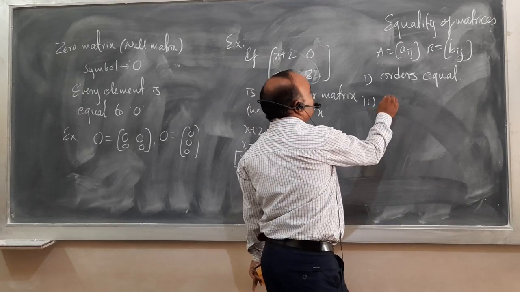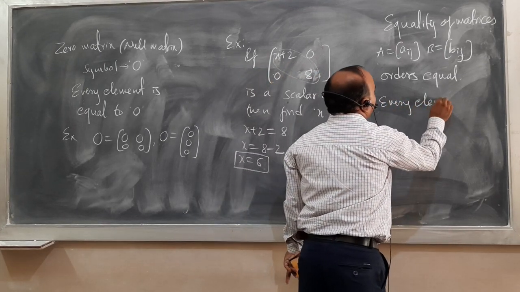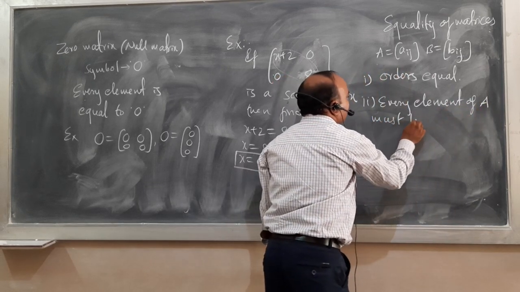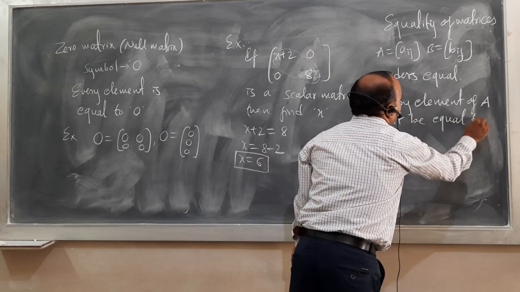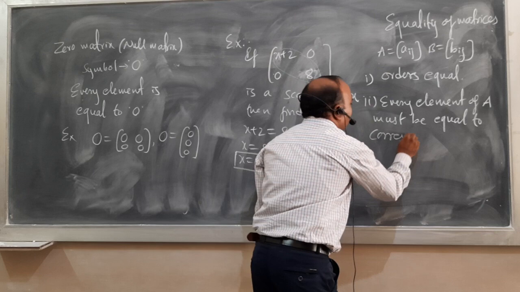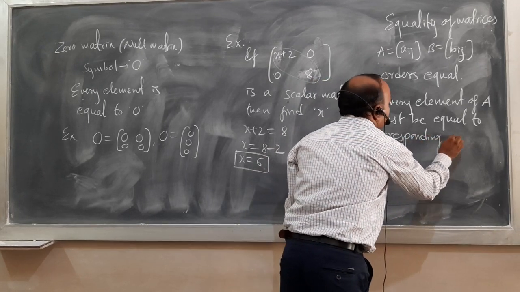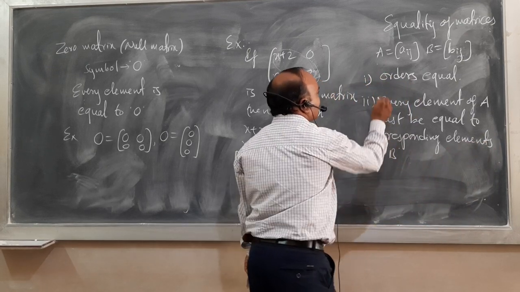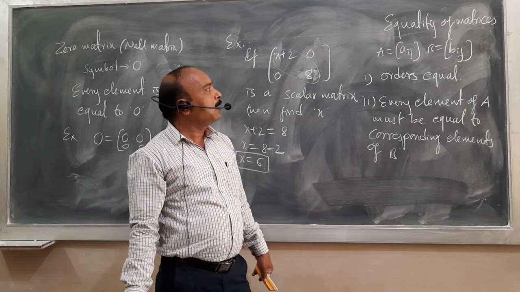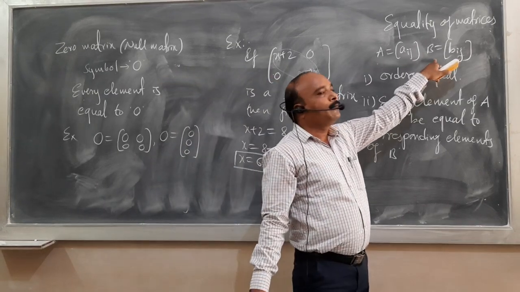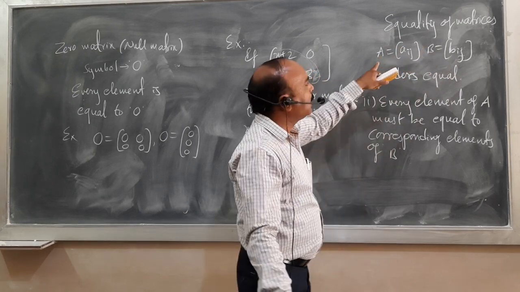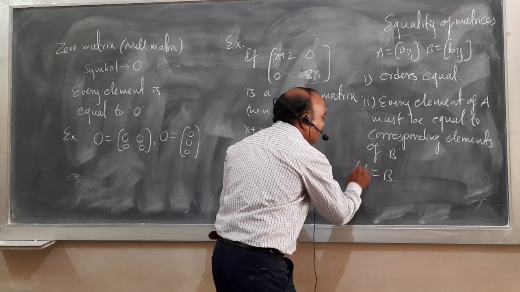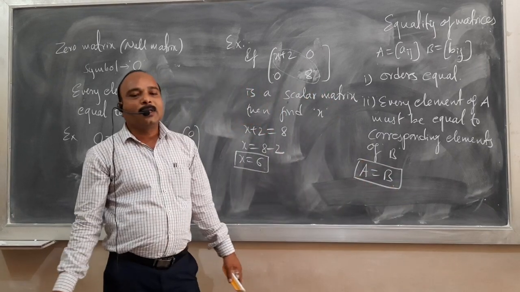Second condition is every element of A must be equal to corresponding elements of B. If these two conditions are satisfied, then we say that the matrices A and B are equal. Otherwise, they are not equal. If A and B are equal matrices, we can write symbolically A equal to B. It is the symbol for equality of the two matrices.